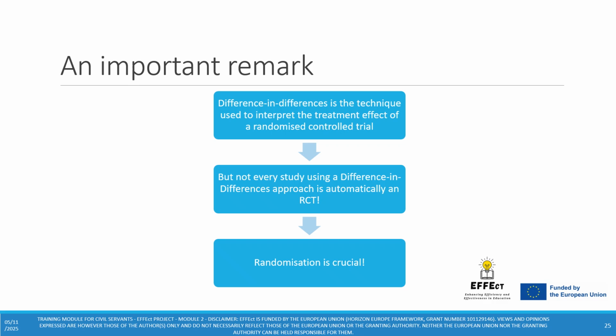For a study using difference in differences to be a randomized controlled trial, it is crucial that the treatment and control group have been created through randomization, while creating two groups which are more or less comparable at the onset of the study, which means before the intervention. Difference in differences can also be used outside of randomized contexts. In this case, these studies are called non-randomized difference in differences, and we will discuss them in Module 3.